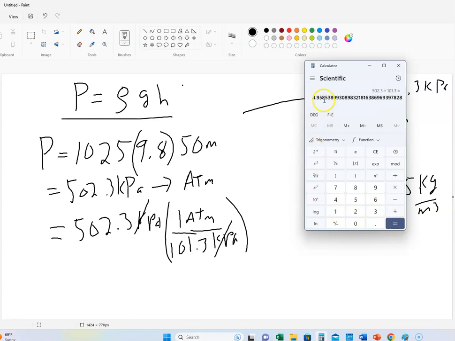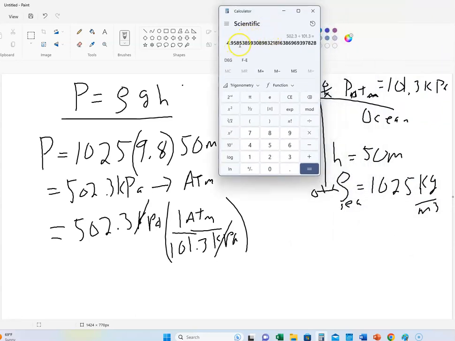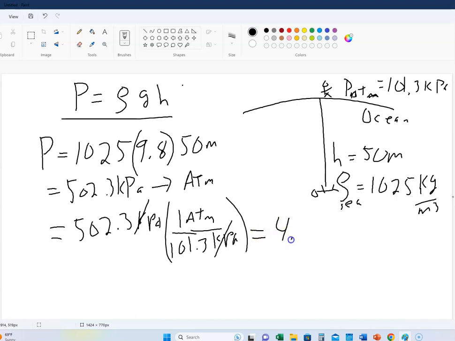So you would feel almost 5 atmospheres of pressure at that depth. Almost 5 atmospheres. This becomes important when you start to think about submarines and things like that. How much pressure can the human body take before things get really bad? So the answer here, I'm going to round it to 2 places past the decimal. It's going to be 4.96 atmospheres.